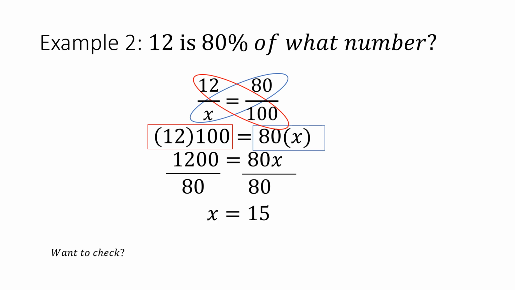And if we want to check that, we would do 12 divided by 15, since 15 is going to be the denominator, the bottom, and 12 would be the numerator, the top. So 12 divided by 15, that equals 0.8. Then we're going to times that by 100 to change that to a percentage, which equals 80%. So that tells us that 15 is the correct answer.